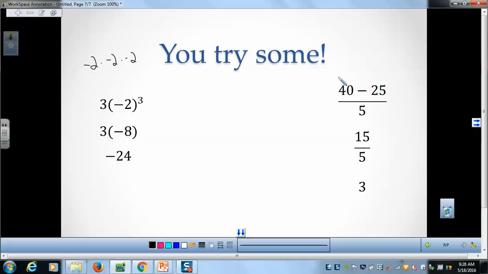So here's once again an example of that rational problem, that division problem. We need to simplify the numerator and get a number here before we can divide by 5. So we simply do 40 minus 25, which is 15, and then 15 divided by 5 is 3.